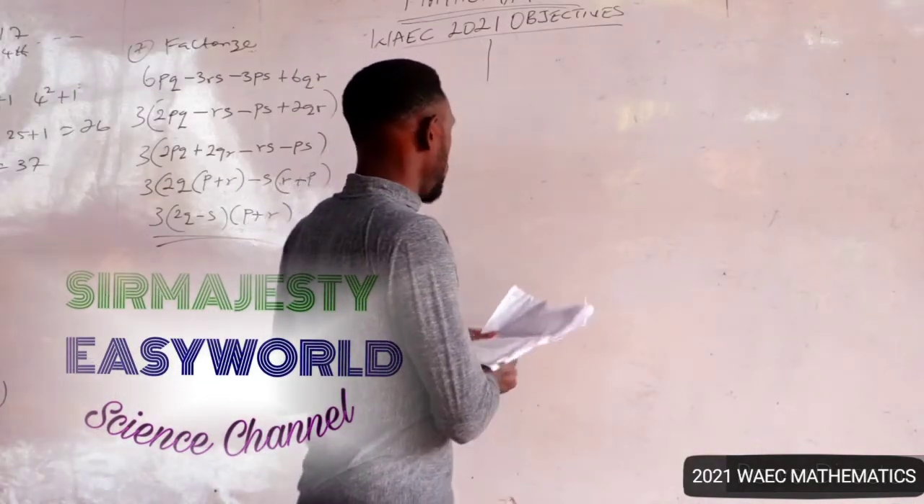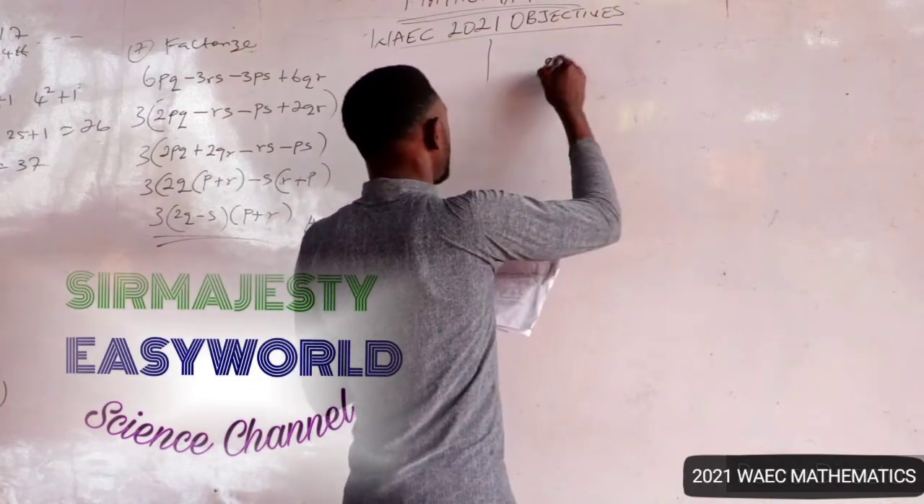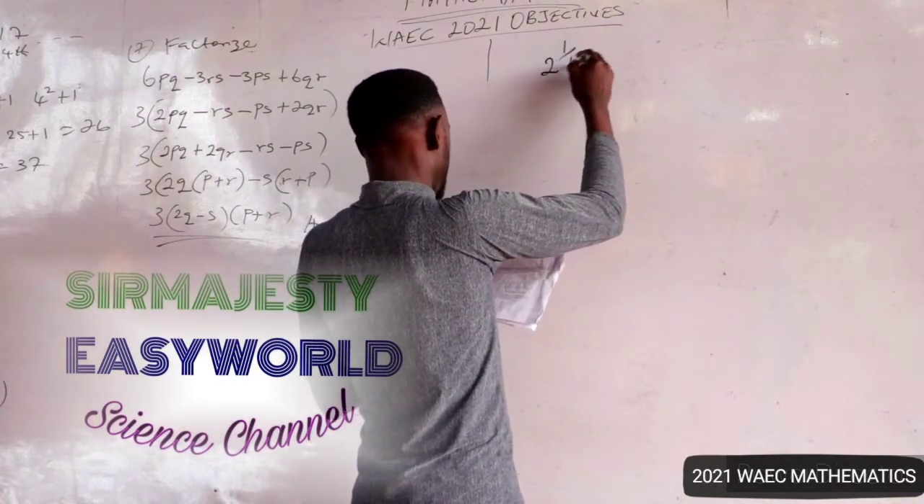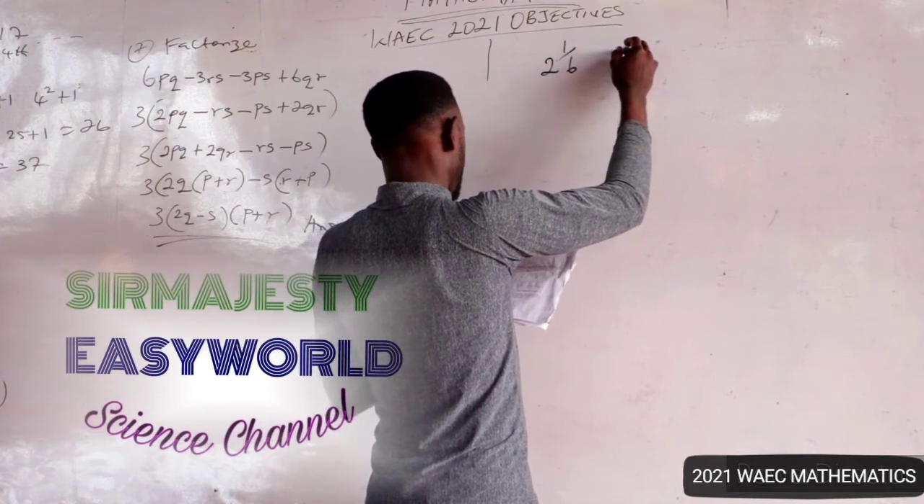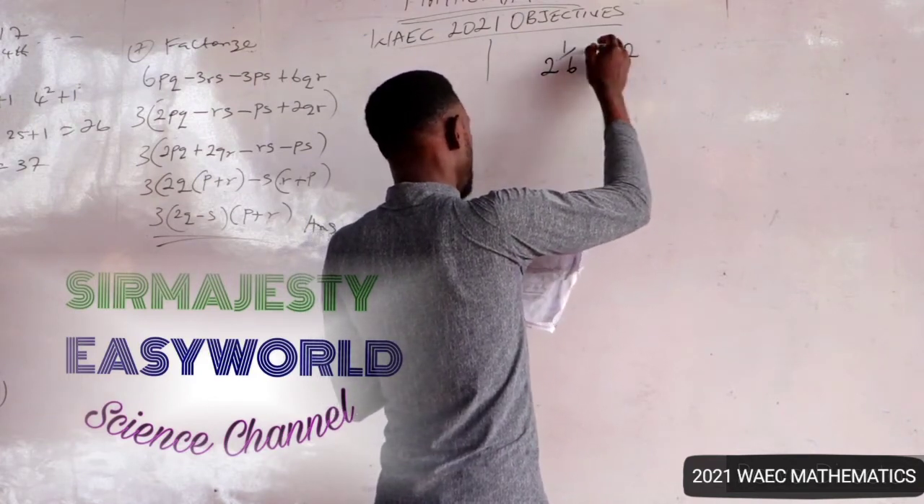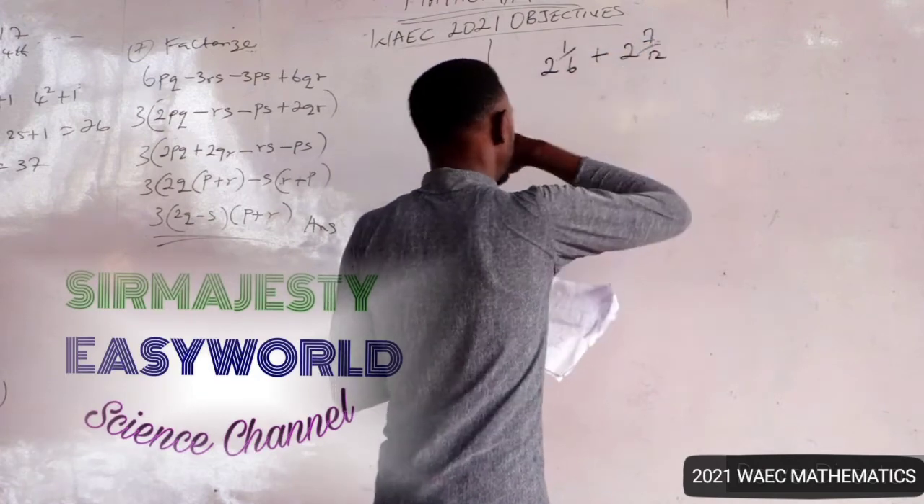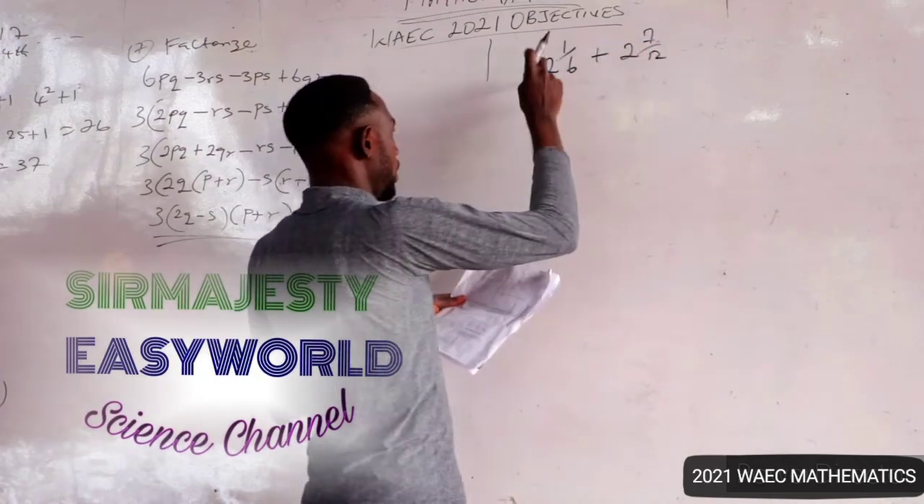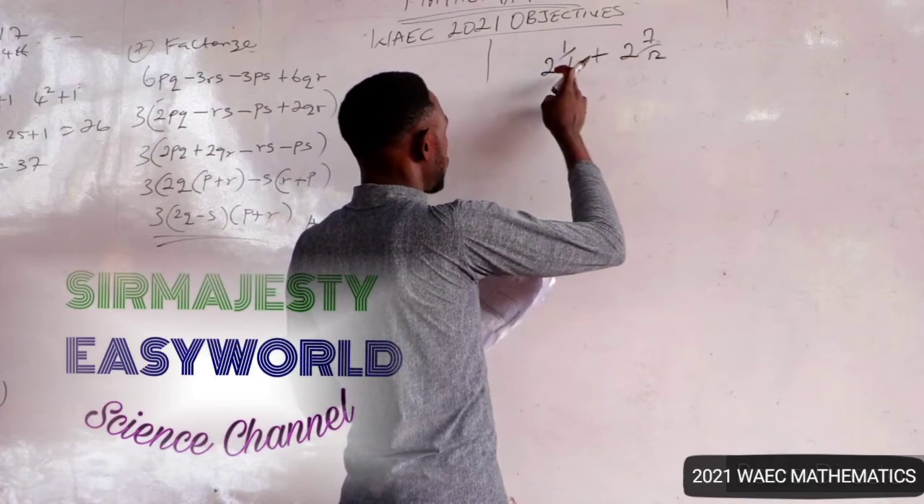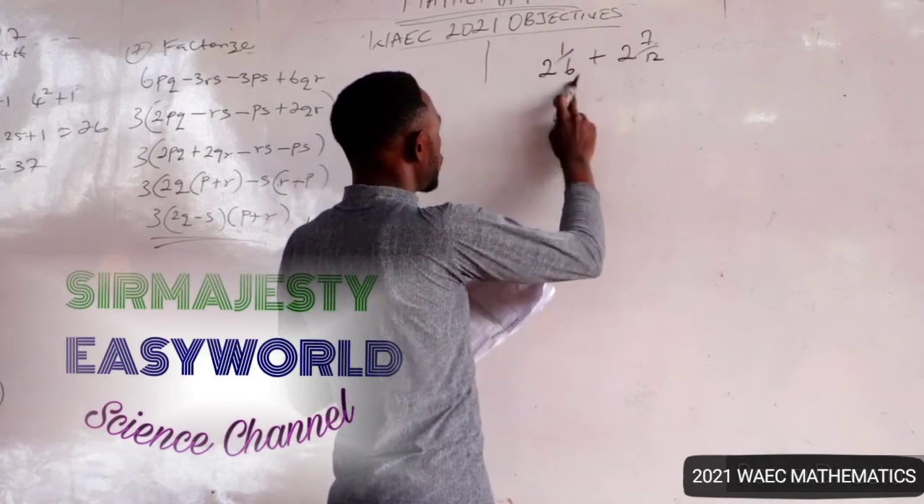Question number 8 is what we are solving now. We have 2 whole number 1 over 6 and 2 whole number, and we are going to sum this 7 over 12. First, what we need to do here is, as usual, make a single fraction, not a mixed fraction again.